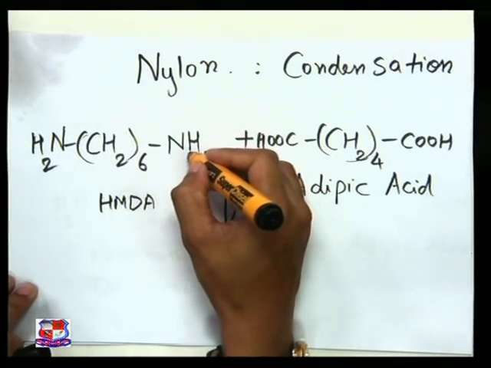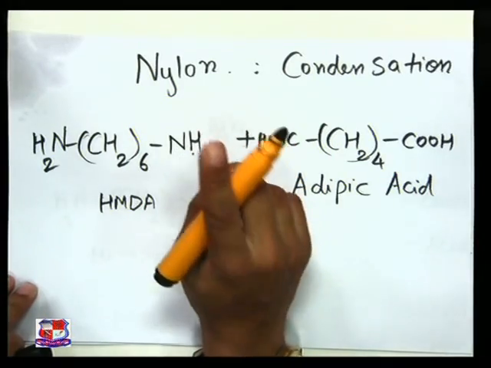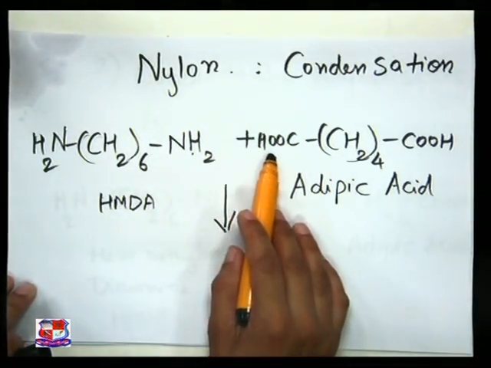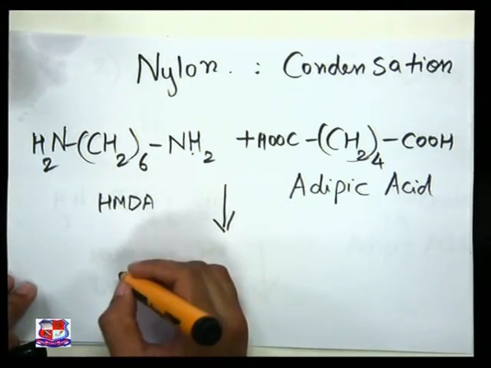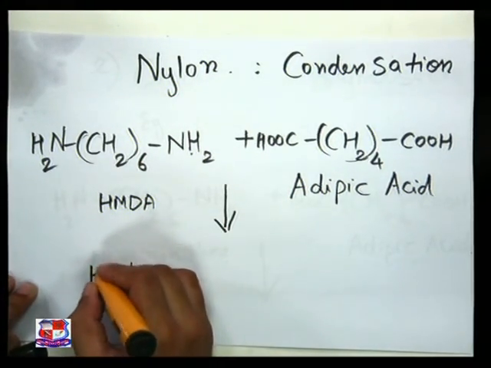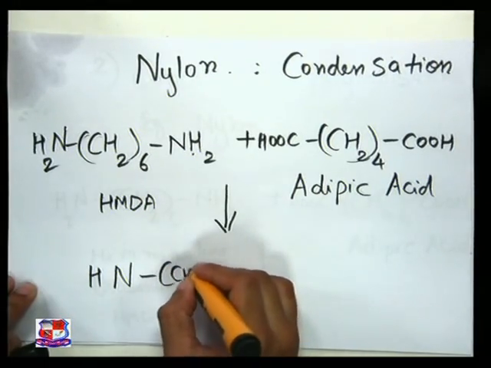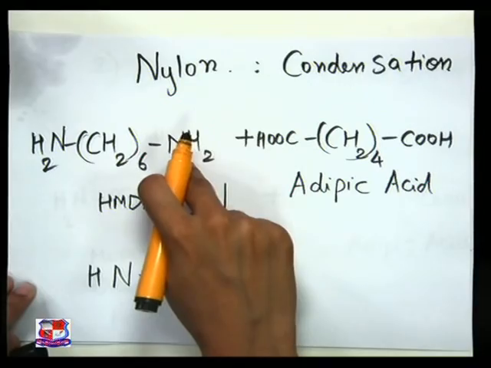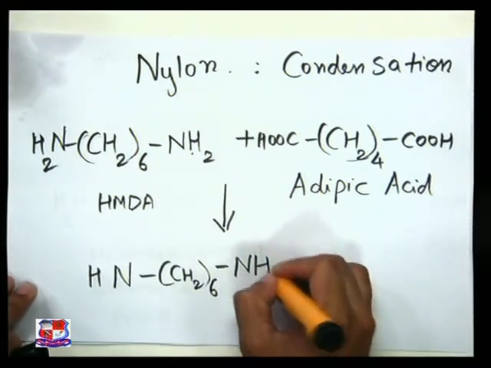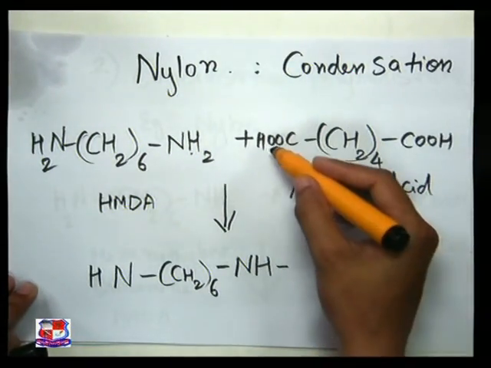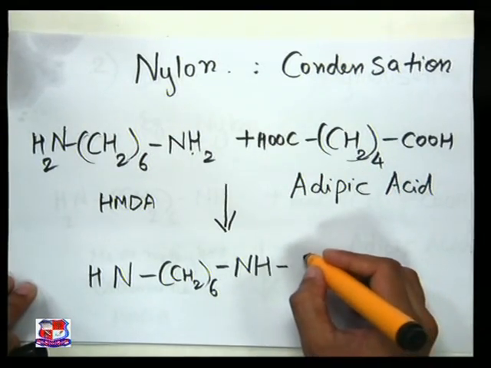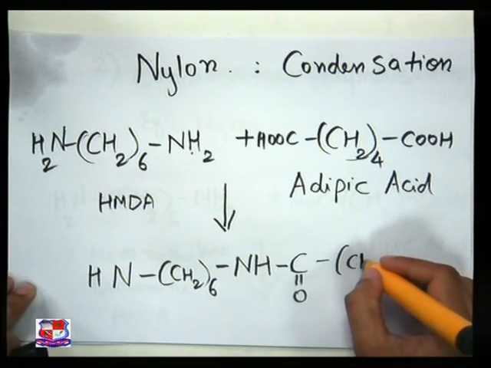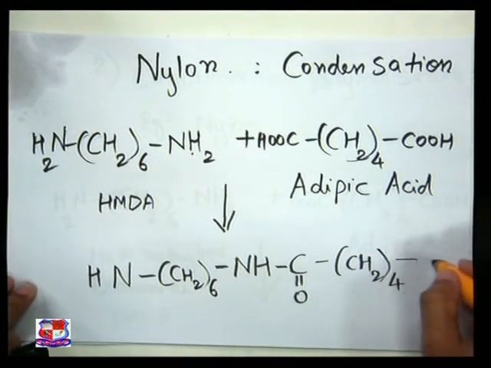Now look here, from this NH2 group one hydrogen is getting lost, and from this carboxylic group OH is getting lost. So now I can write the reaction something like this. Just have a look, NH2 is there, hydrogen is getting lost from NH2, so I will write here NH. And from the carboxylic group OH is getting lost, so I will write here CO. And now you can see the rest of the things are as they were earlier.